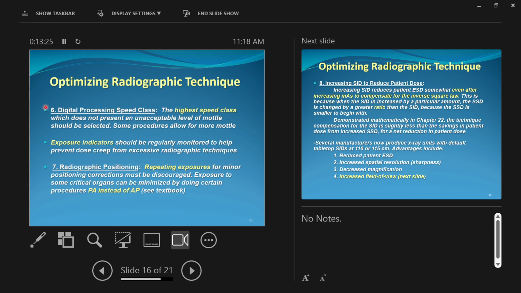Digital processing speed class. I don't want to say too much here, but the highest speed class, which does not present an unacceptable level of mottle, should be selected. Some procedures allow for more mottle. Mottle is graininess. Graininess comes from underexposure.